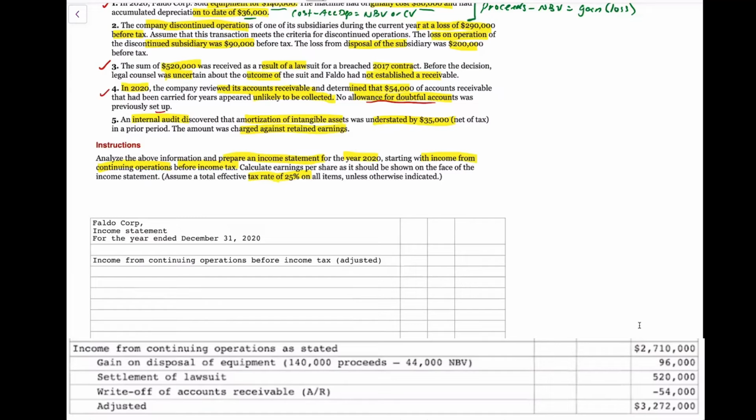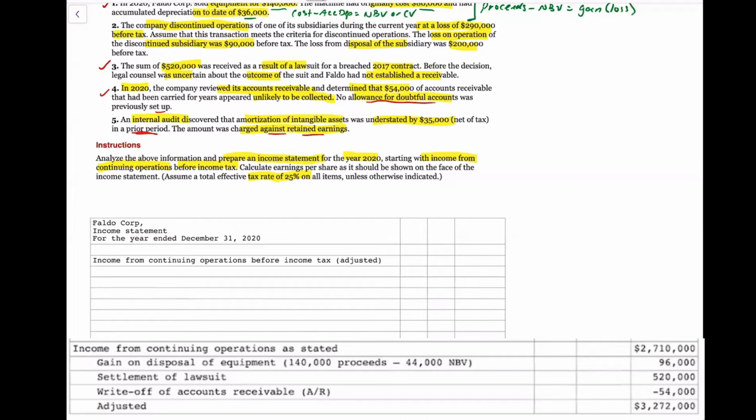And now, an internal audit discovers that amortization was understated net of tax and that amount was charged against retained earnings. Do we need to include this in an adjustment to our starting point? It's on the statement of change of equity. You wouldn't pull it through your income statement. This amount was charged against retained earnings and it's related to a prior period. That's the key. Anything that's discovered that is a potential error or misstatement in a previous year, you can't adjust to your income this year because that throws off the income.